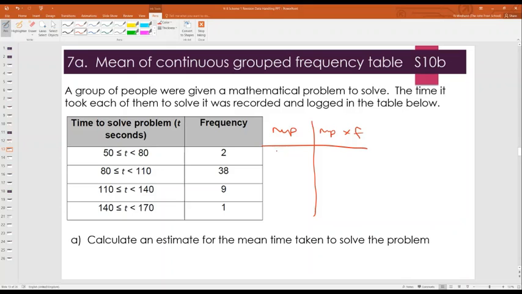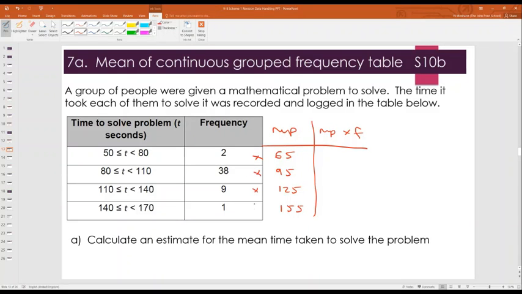Okay, so 50 plus 80 divided by 2 gives you 65. So that's the midpoint there. Okay, do the same for the next one then if you're unsure. So 80 plus 110, and then divide that by 2 is 95. Okay, 110 plus 140, and then divide by 2 is 125, and then 140 plus 170, then divide by 2 is 155. Okay, so we've got the midpoints.